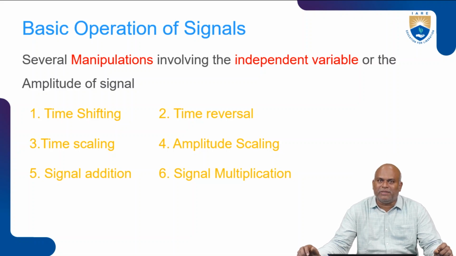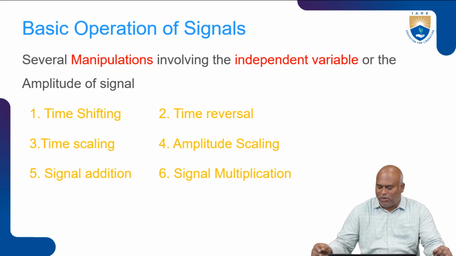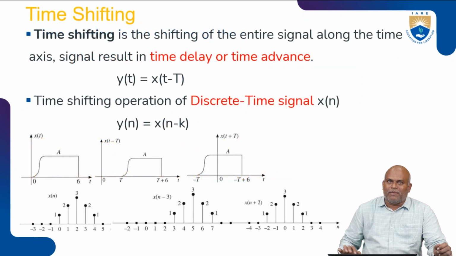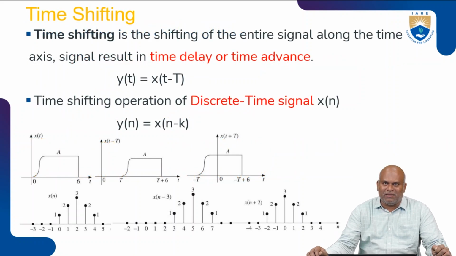One is time shifting, time reversal, time scaling, amplitude scaling, signal addition, signal multiplication. We'll see the basic operations on signals one by one, for both continuous time signals as well as discrete time signals. The first one is time shifting. Time shifting is a shifting of the entire signal along the time axis. The signal results in a time delay or time advance.